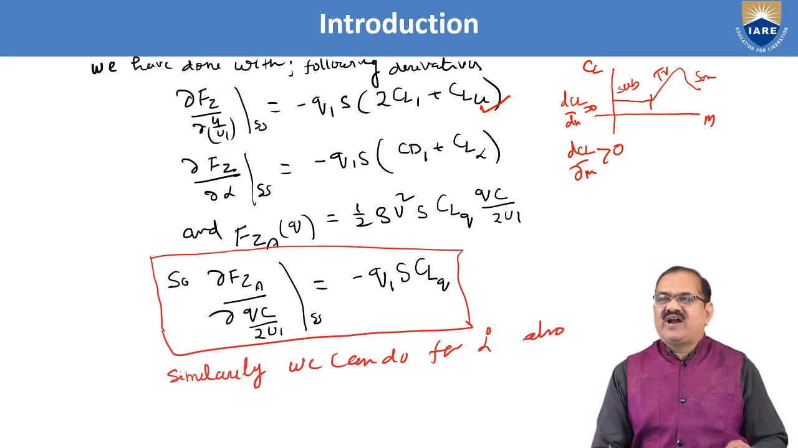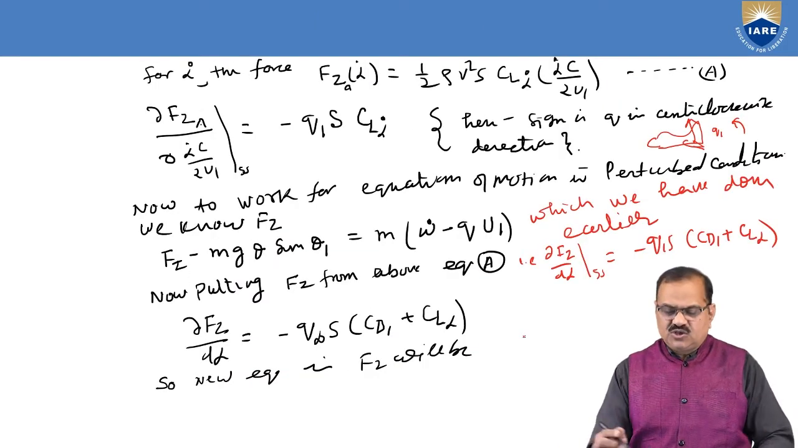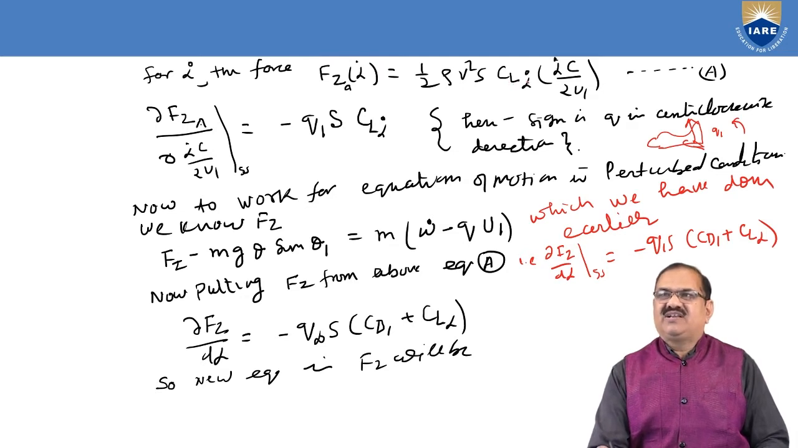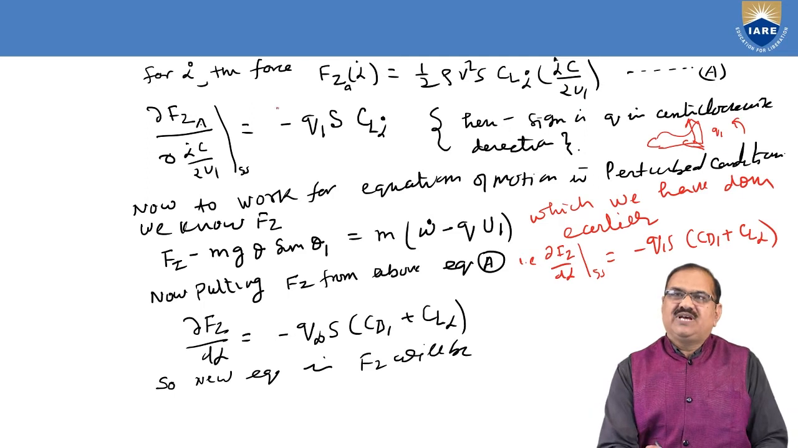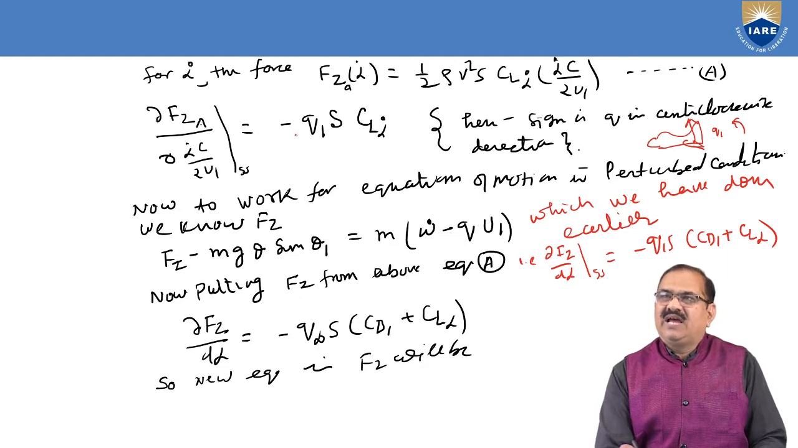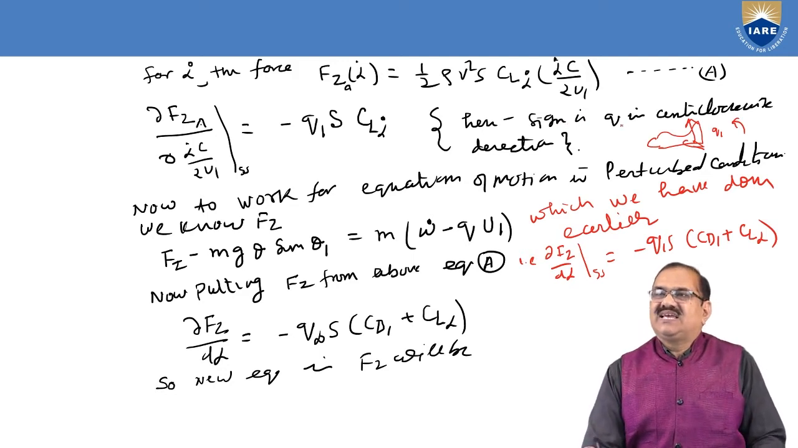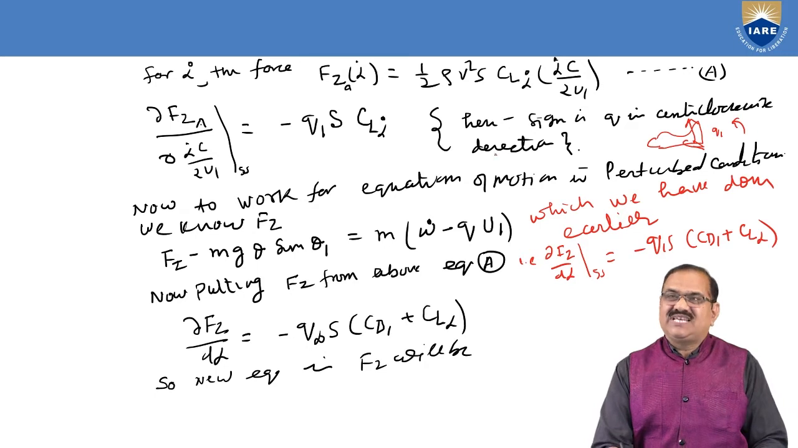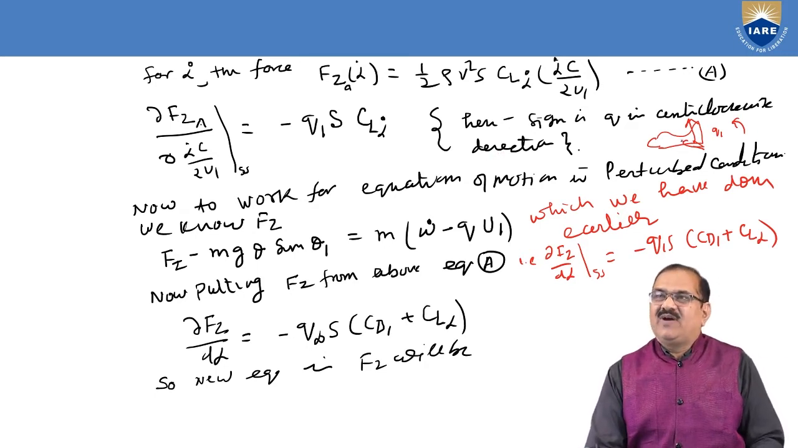Similarly, we can also find the alpha dot derivatives. For alpha dot, the force Fz due to alpha dot is equal to half rho V squared S CL alpha dot (c/2u1). So if we differentiate this with respect to alpha dot c/2u1, this will be 1, and here this is half rho V squared. So here I will get minus Q1 S CL alpha dot. Here the minus sign is because q is in the anti-clockwise direction. I have explained this already in this diagram: when it is plus q, this will generate a minus Cm, in the opposite direction.